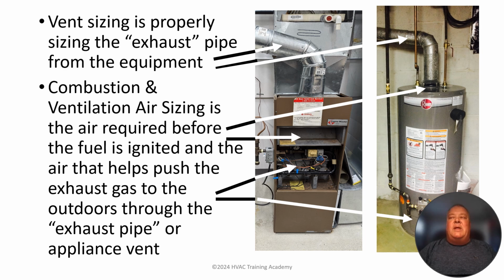The vent piping from the exhaust, or the exit of the appliance, is going to be a different presentation that we're going to go through. Combustion and ventilation air sizing is going to be the bottom four arrows. The two middle ones are pointing to the draft hood on the natural draft furnace and the draft hood on the water heater. The bottom two arrows are pointing to the primary and secondary or combustion air openings on the water heater and combustion air openings on the furnace itself. So the bottom four will be the ones that we'll be concentrating on.